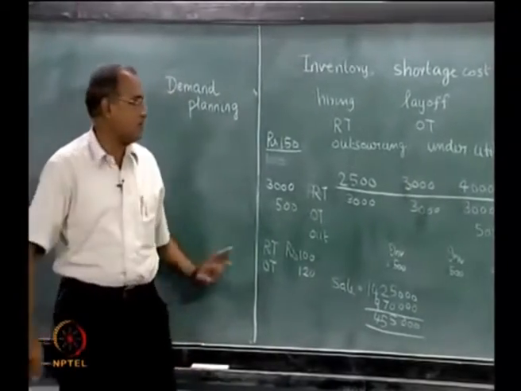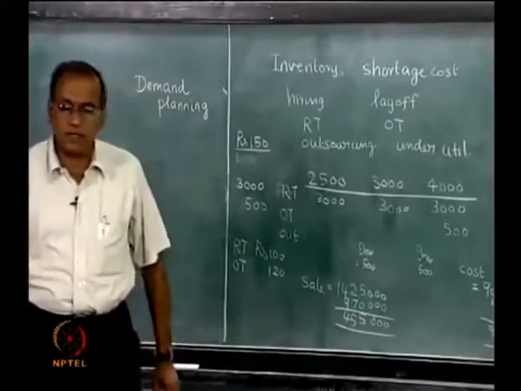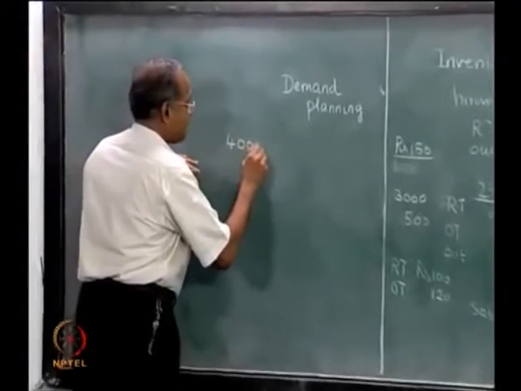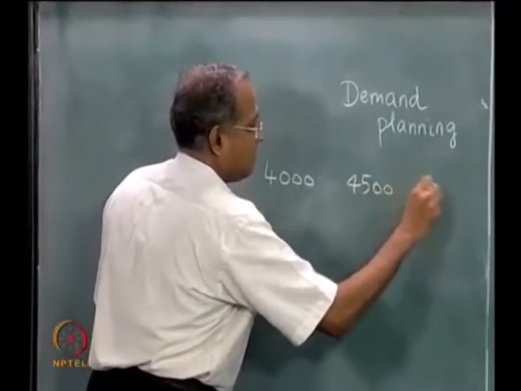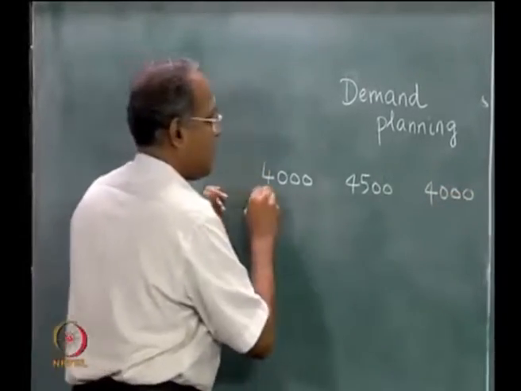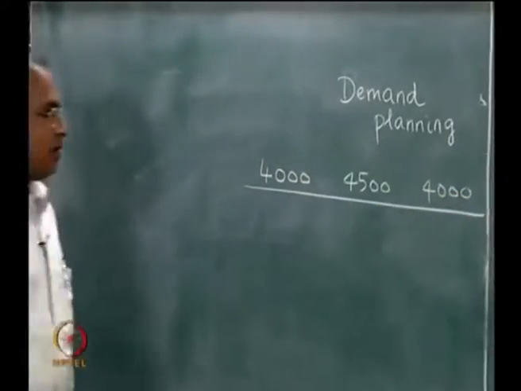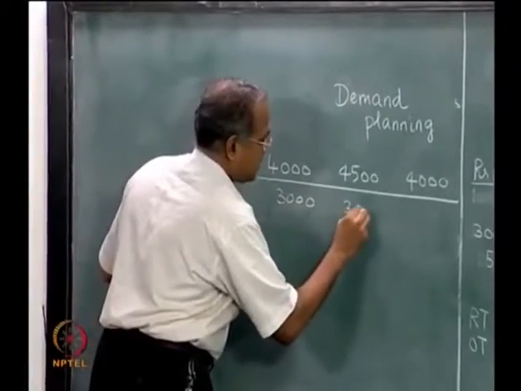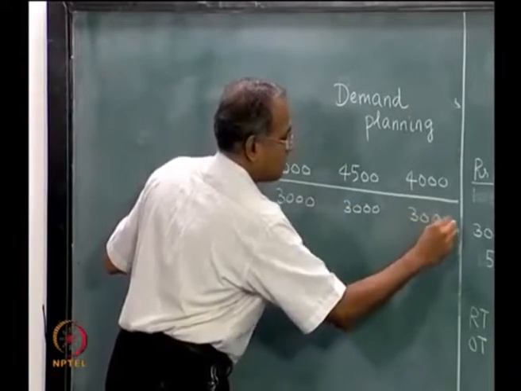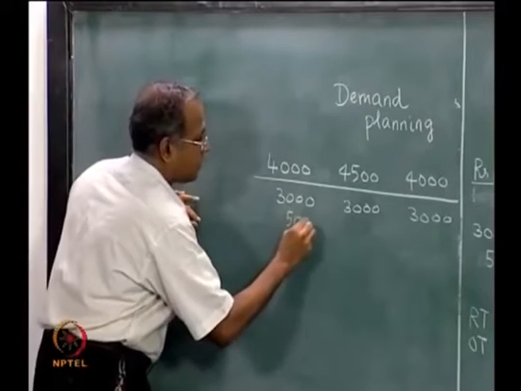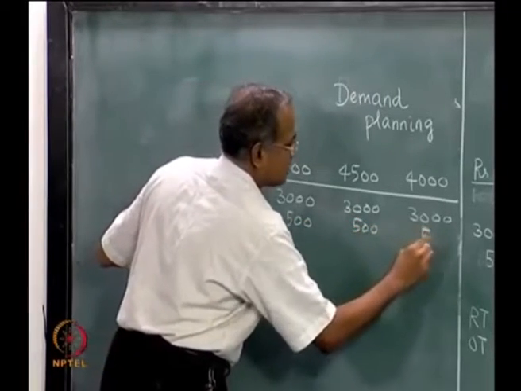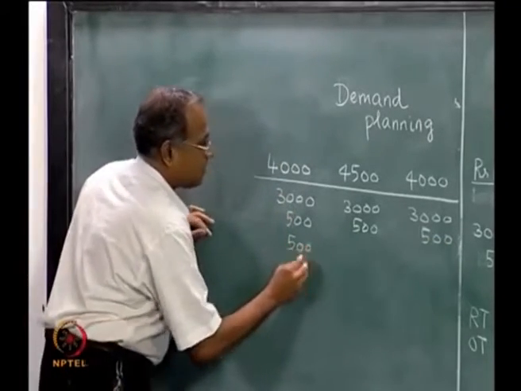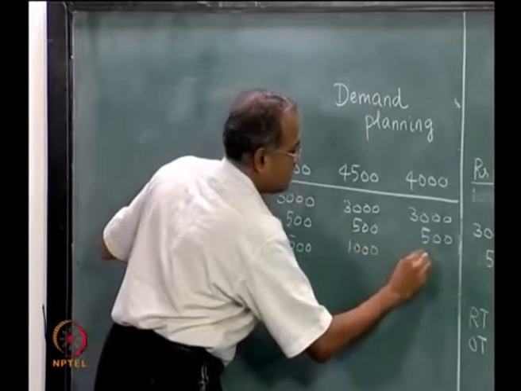So, if we look at a situation where now after say an off season discount, the demands for the periods become 4,000, 4,500 and 4,000, if this is the demand that is given. So, now what we will do is we will produce 3,000 regular time in each of these, we will produce 500 overtime in each of these, and then we will have to do outsourcing. So, 3,500, 500 outsourced, 1,000 outsourced and 500 outsourced.